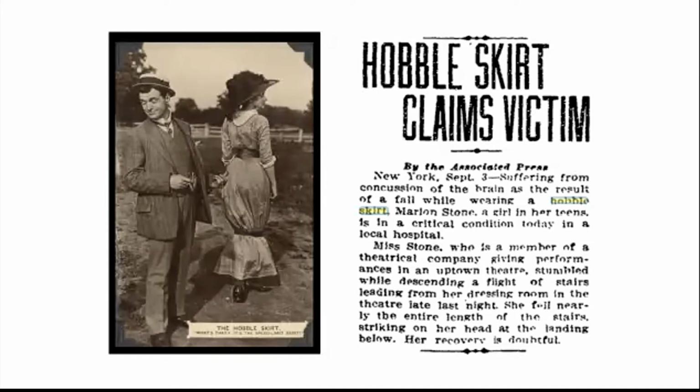And the above newspaper clip is from the San Diego Union Tribune from 1910. The article is reporting on an incident in New York where a woman suffered a concussion after falling while wearing a hobble skirt. The suffragettes were not a fan of hobble skirts, again, for obvious reasons. And the little caption on the photo on the left there says, the hobble skirt. What's that? It's the speed limit skirt.